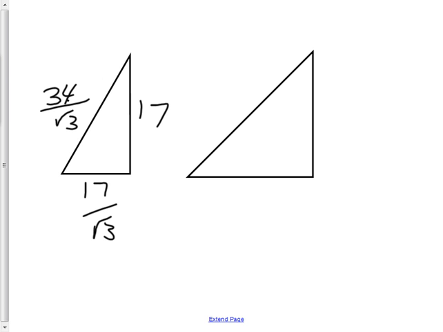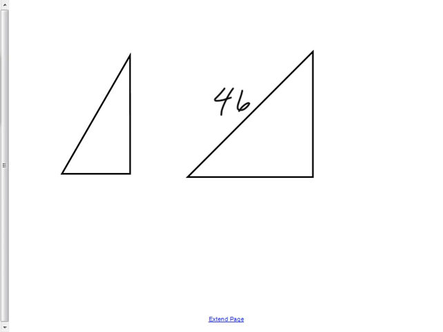Okay. So this one's normally 1, 1, square root of 2, but what if I'm not nice? And what if I say that's 46 right there? 46 over root 2. Good. And so's the other one.